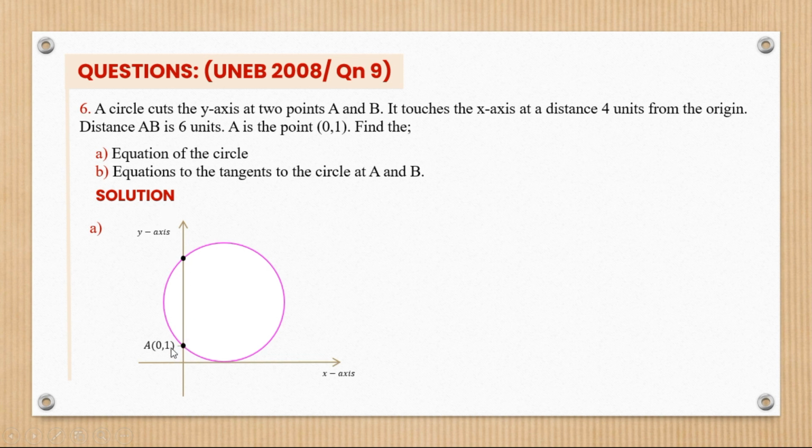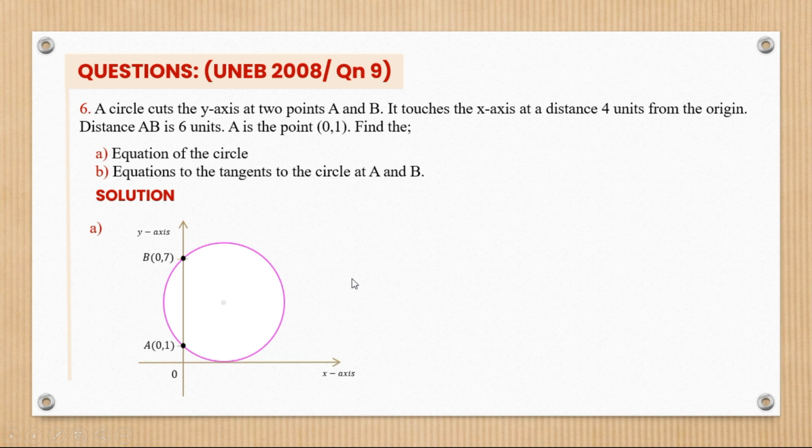So what does that mean? Since we're on the y-axis, it actually means that the values of x remain at 0. But since we are moving from here to here, it means that we're going to add 6 to this 1 to get the coordinates of point B. So point B shall be (0, 7).